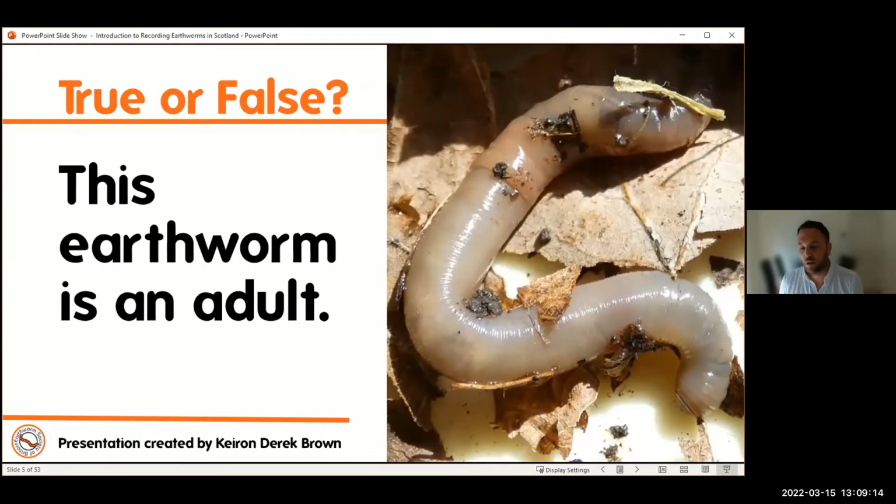So I've got a little quiz for you now. I think I actually will have to launch this one. Where is it? There we go. I've got a little quiz for you. I want you to tell me if this earthworm is an adult or not. So true or false, is this earthworm an adult? So have a look at the picture. I'm not going to give you long to answer, so make a decision quick. And based on the picture, let me know if you think it's an adult or not.